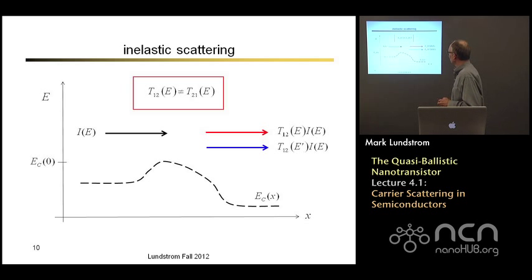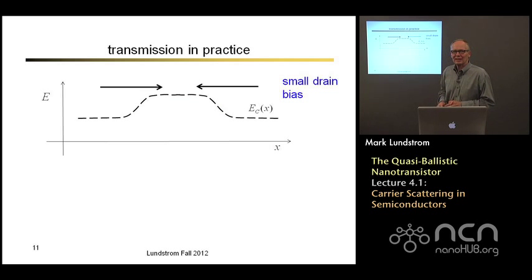Under these conditions, the device is not reciprocal. Transmission from contact 1 to contact 2 does not equal the inverse, T sub 2,1. So inelastic scattering in the device is much more difficult to treat rigorously. Now in practice, we can get by with some approximations.